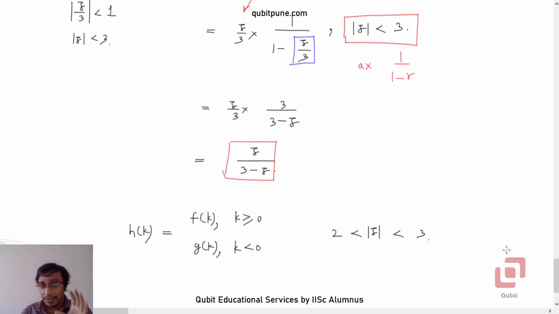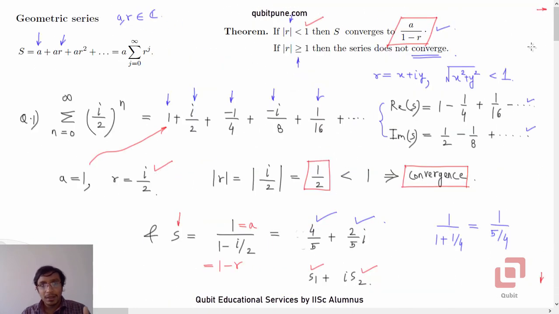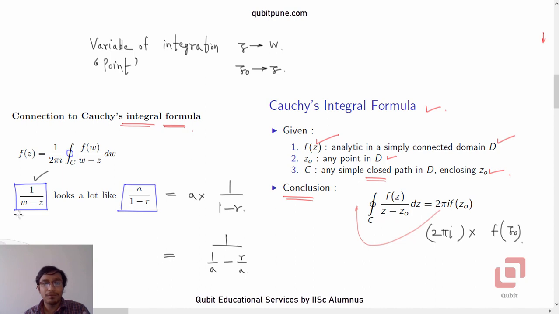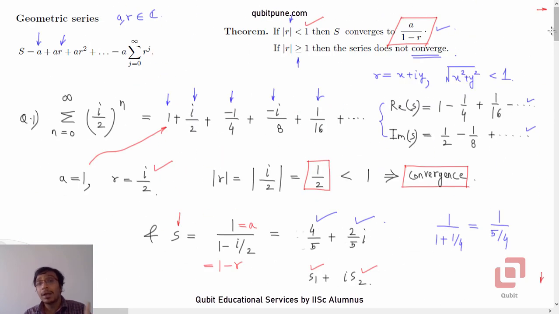So the key point is, if you have an expression of the form 1 upon one complex number minus the other complex number, or a complex variable minus something, you can always associate a geometric series with it, provided you apply the theorem correctly. Meaning you mention the values of z for which the geometric series actually converges, and the condition is that the absolute value of the common ratio r has to be less than 1.